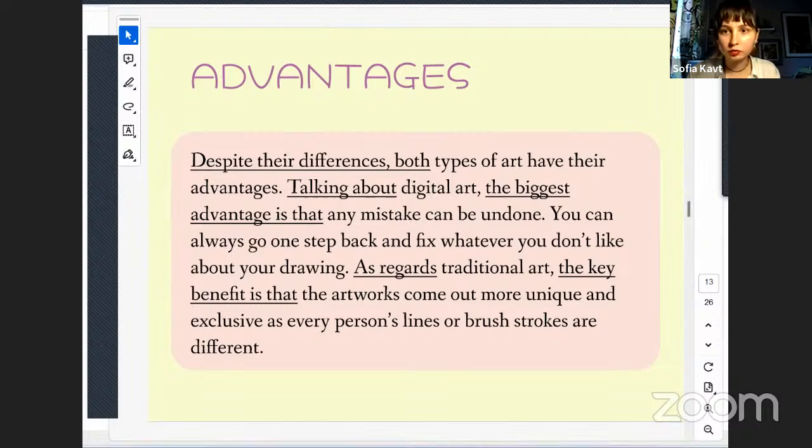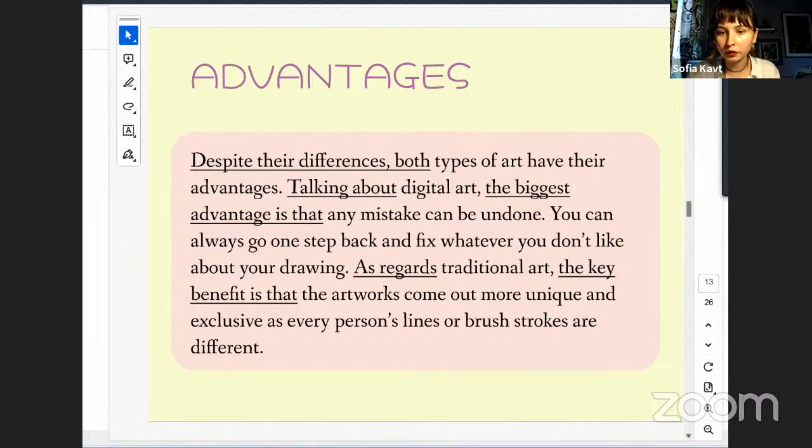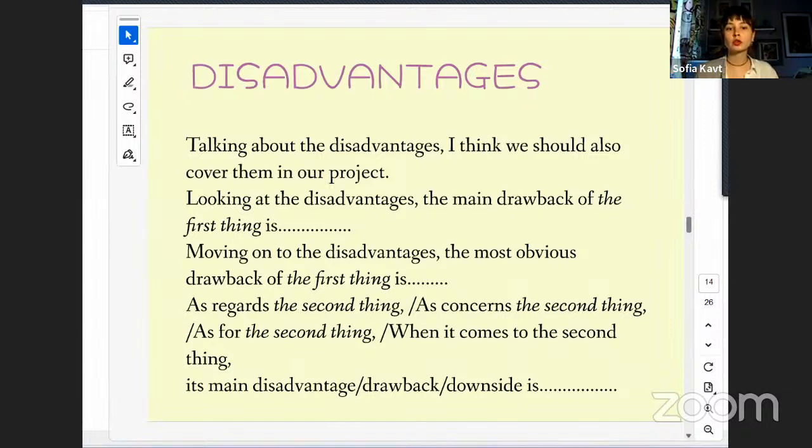Yeah, right. So now we're looking at the next section. The next section is the disadvantages, yes, of both the things, right? Both the ways to do something, both the types of something. Then to move on to this part of your monologue, you need to say something like this. Talking about the disadvantages, I think we should also cover them in the project.